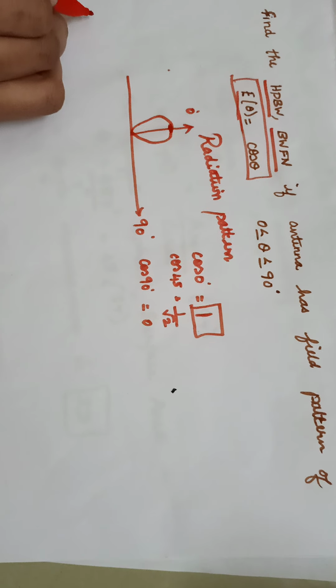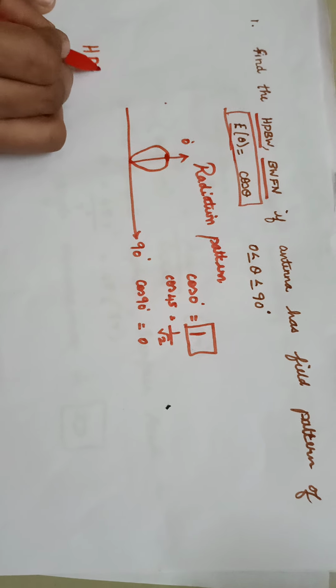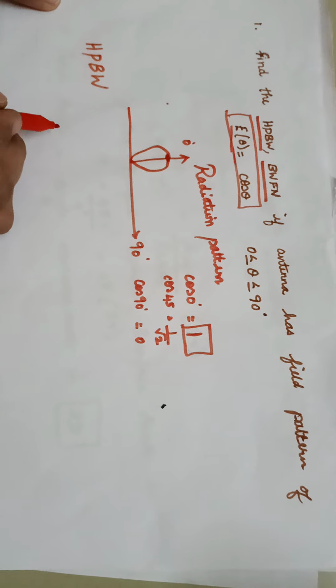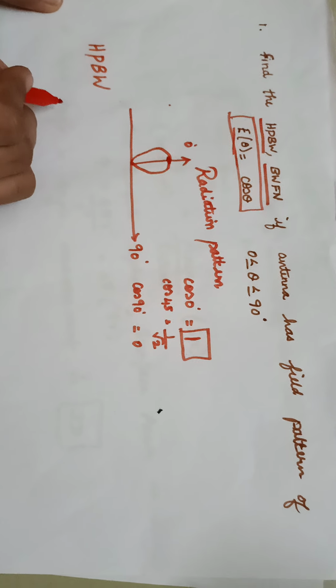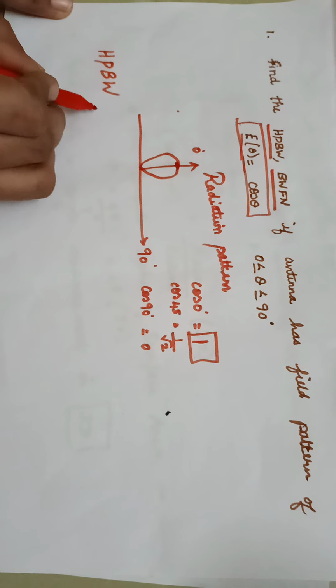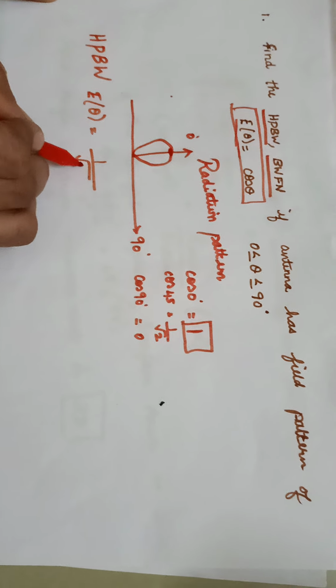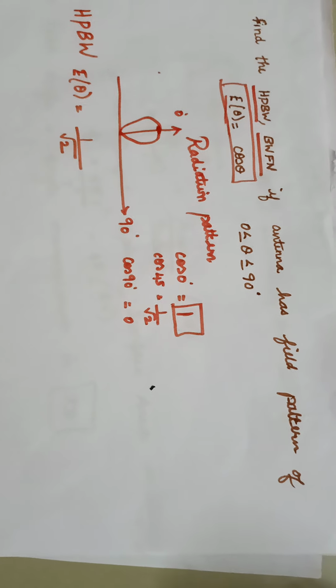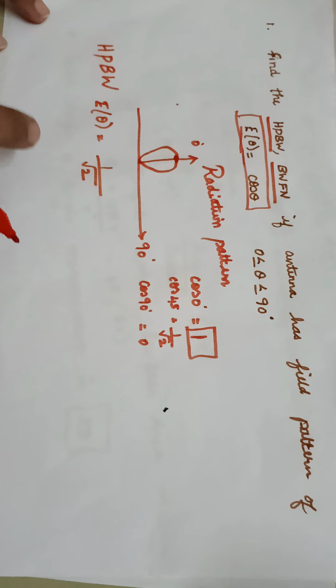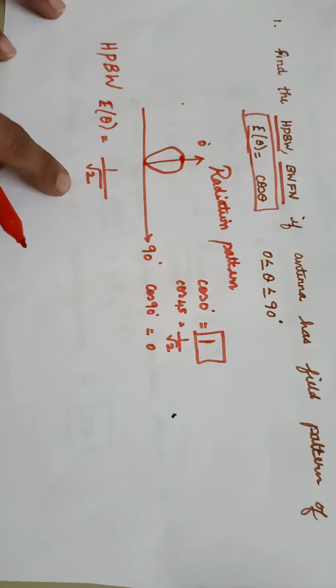Now, how do we find the half power beam width? According to the definition I have said, half power beam width is when the power has fallen down to half of its value. So in terms of the field, the 3 dB value is E of theta equal to 1 by root 2.